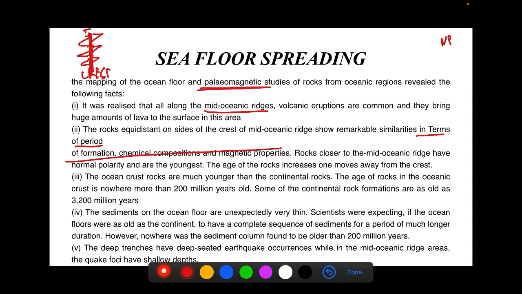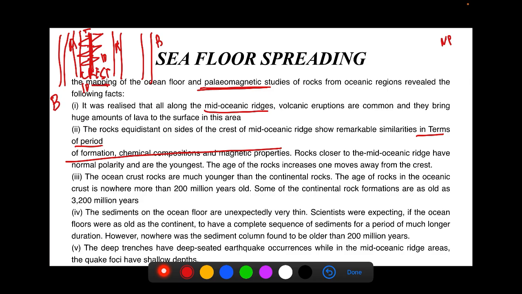Let's say that here a certain type of band A rock is present. Here also, at a 10-kilometer distance, band A rocks are present. To the right-hand side at a distance of 10 kilometers, band A rocks are present. Then at, let's say, a 50-kilometer distance, band B rocks are present. Here also at a distance of 50 kilometers from the crest, band B rocks are present.